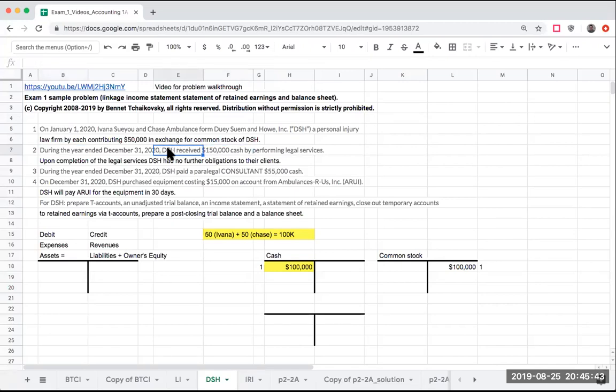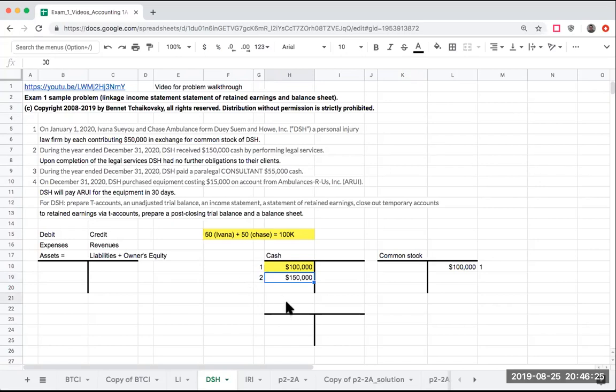So how do I show Duey, Suem, and Howe getting this $150,000 cash? With a debit or a credit to cash? Debit. Okay, so it's going to be a debit to cash right over here for $150,000. So we're receiving money, right? So my cash is going up, so I'm going to show that over here as a debit to cash. Okay. For every debit, I need a credit. So I performed services, right? So since I've performed services, for every debit, I need a credit. What account should I be crediting?